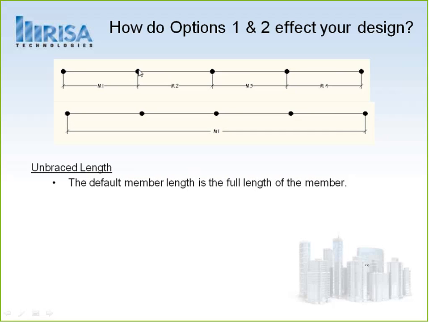So if we are not bracing that member at these nodes here, we would have to go in and adjust it to be the full distance from the corner here of M1 all the way to M4 at the top there. So that would be something you'd adjust in either direction.